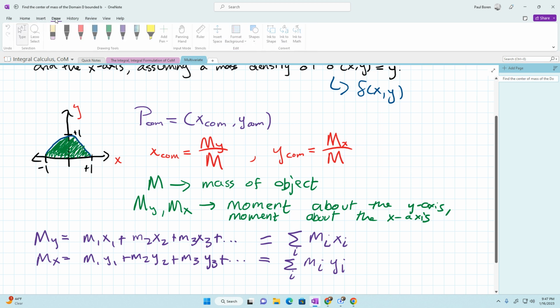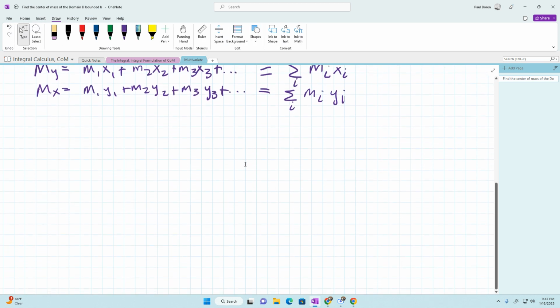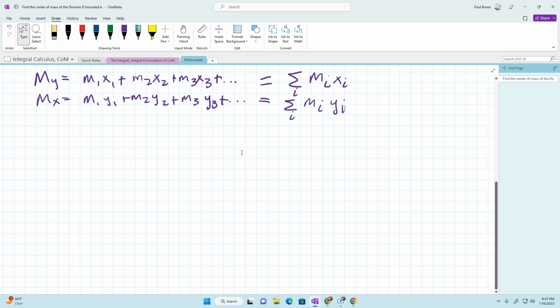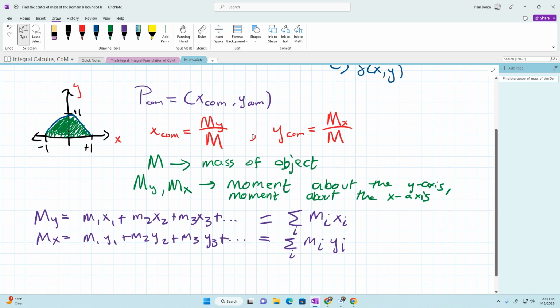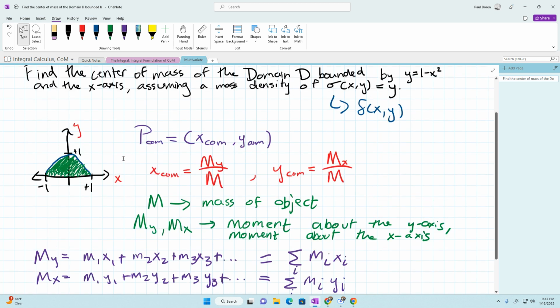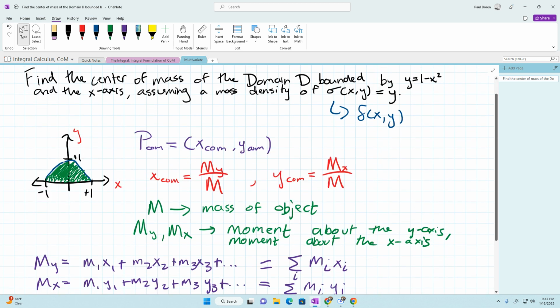Now I need to add a little bit more space here. There we go. I laid this example out to explain these moments using a system of discrete objects, a system of particles arranged in a certain way. But we're not dealing with a system of discrete objects. We're dealing with a continuous shape, again, described by this function in the x-axis.